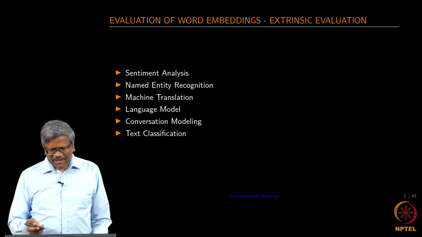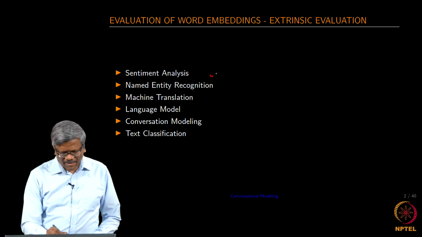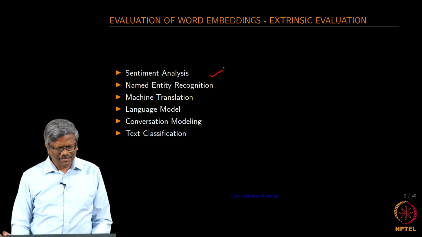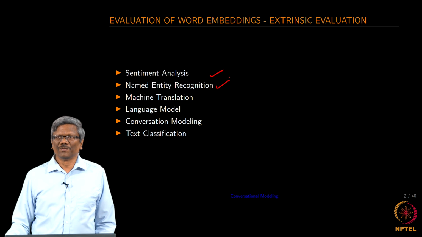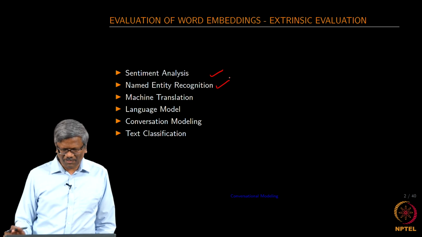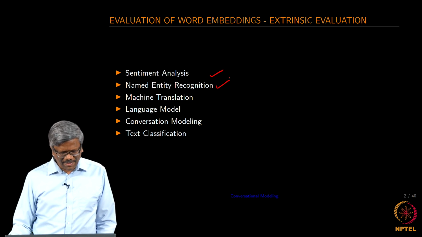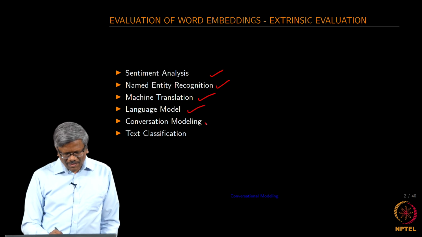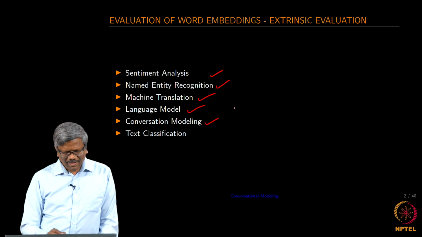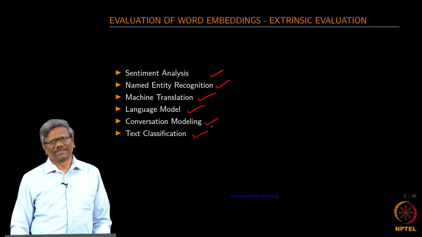Okay. So, I think I spoke about this, there are applications like sentiment analysis. Named entity recognition also could be used as a downstream application to measure the quality of the word embeddings, machine translation, language model, conversation modeling, and also text classification.